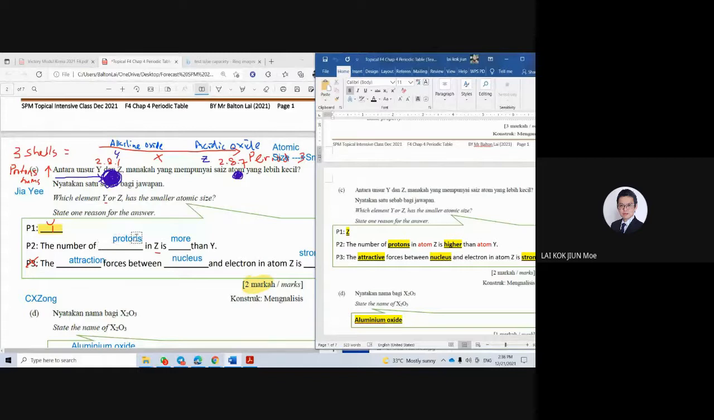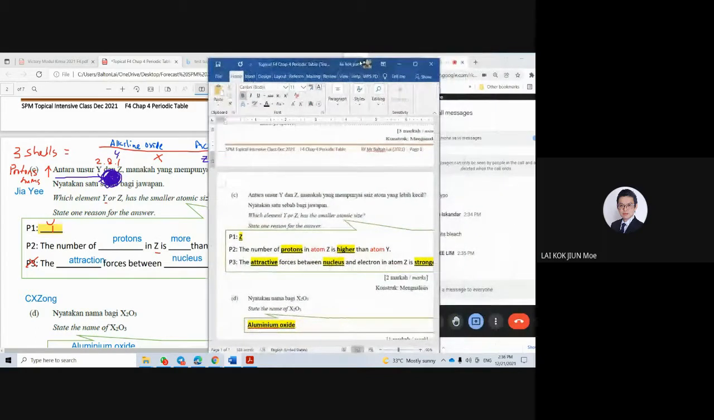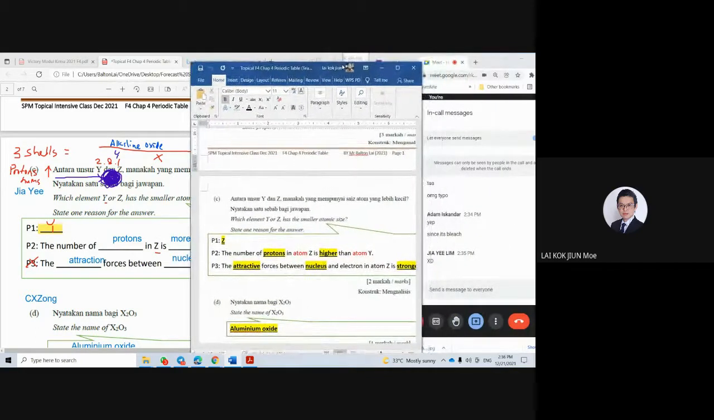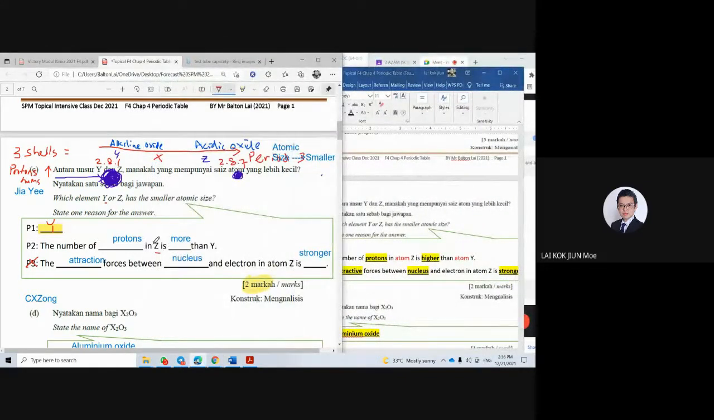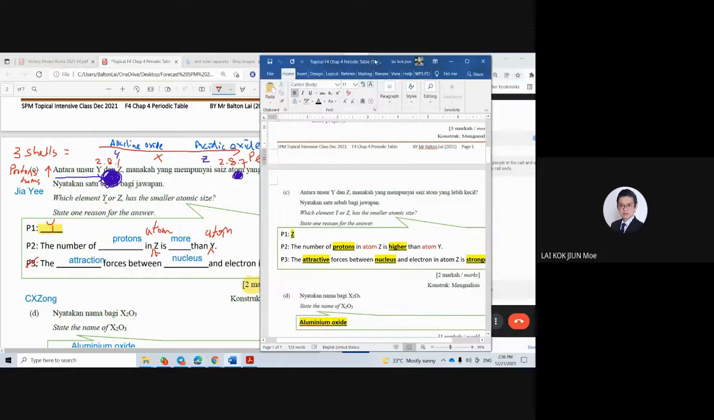Number of protons in Z only. Shall we put anything in front of Z? Jia Yi, see, you got caught already. So many times you have followed my class and you still got caught. Tonight you have to do one more chemistry set. Atom Z, then atom Y, you see, the marker deducted already. So pity. No more 2 marks. Be careful, Jia Yi.